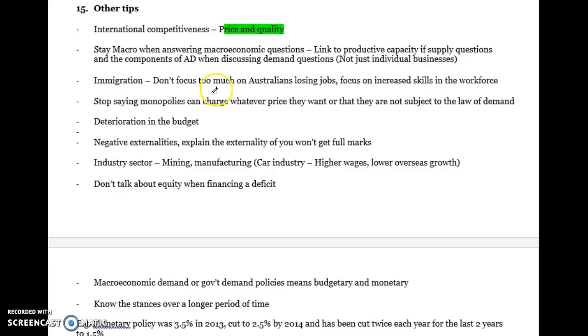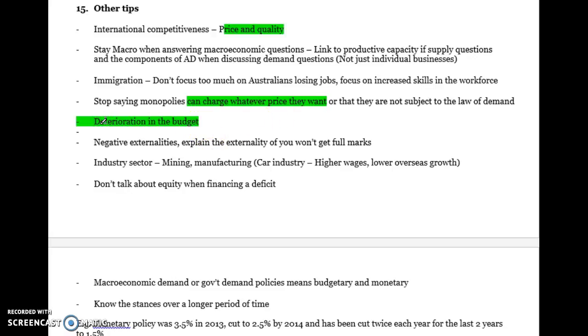When you're talking about monopolies, don't say they can charge whatever price they want. That's not true because they still want people to buy their products. You're better off saying they're able to restrict supply. Okay, they are still subject to the law of demand. They will still receive less profits when they sell at a high price if it's too high, if people aren't going to buy the product.